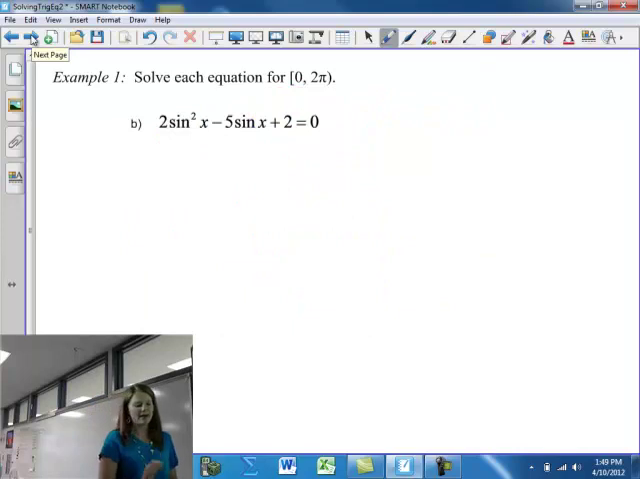Let's say, this is example... Oh, 1b, I got it. I was like, this is example 2. Okay. I just kept writing the examples over and over again.